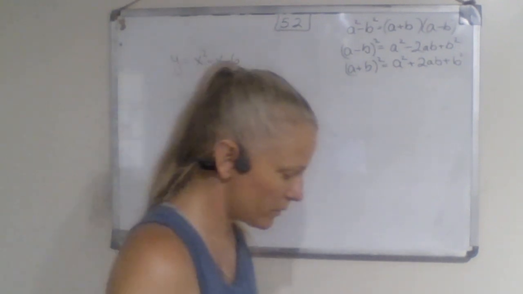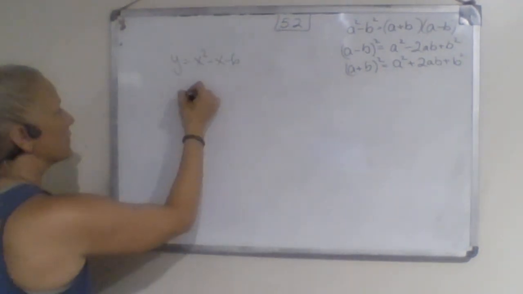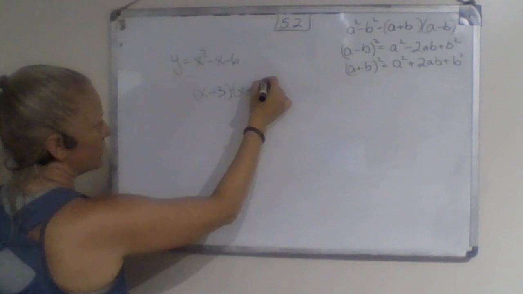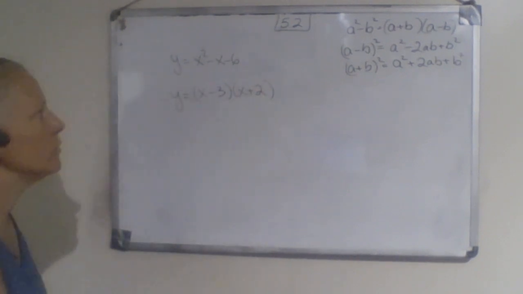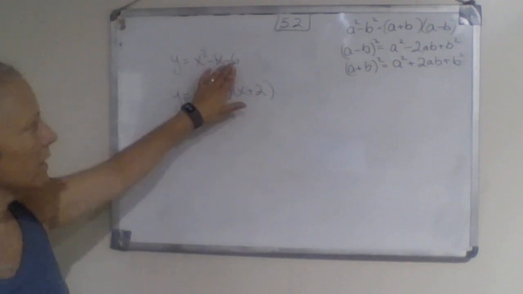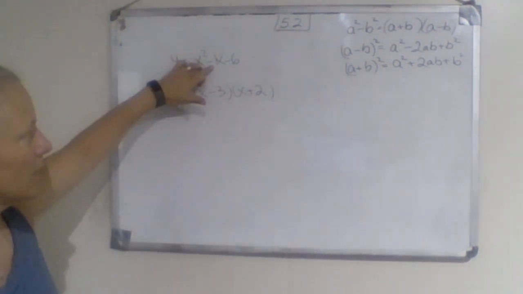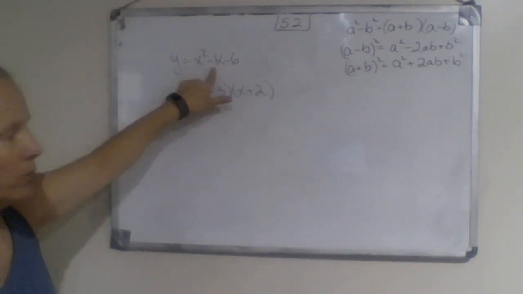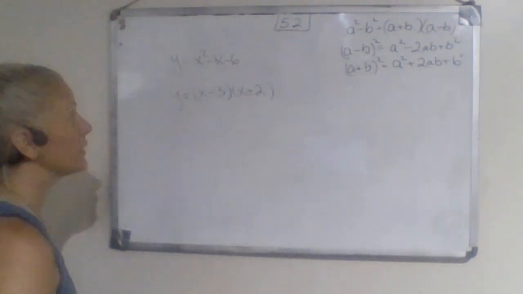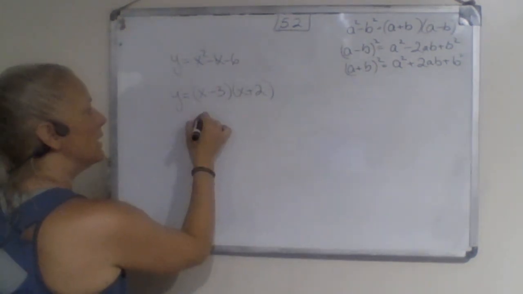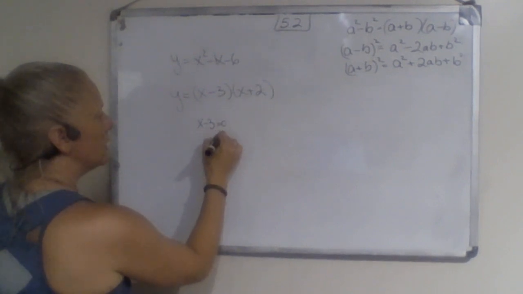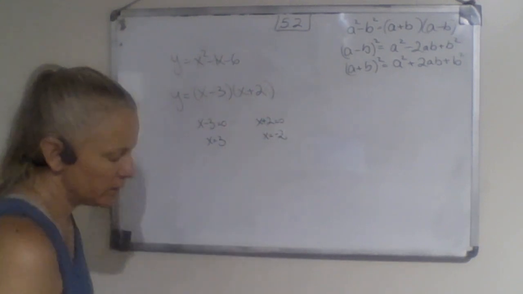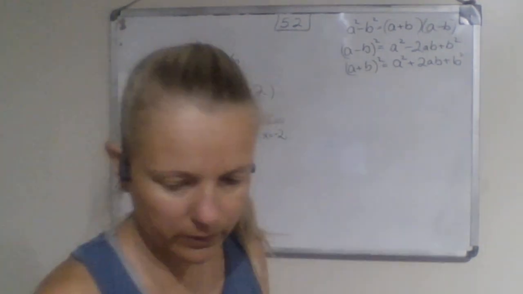Okay, when they say find the zeros, there's two ways to do it. One is to factor. This becomes x minus 3, x plus 2, y equals that. How do I know this? I'm looking for two numbers that multiply to negative 6 and add up to negative 1. Negative 3 times 2 is negative 6, negative 3 plus 2 is negative 1. Now I need to find the zeros. So that means either x minus 3 is 0, so x equals 3, or x plus 2 is 0, so x equals negative 2.